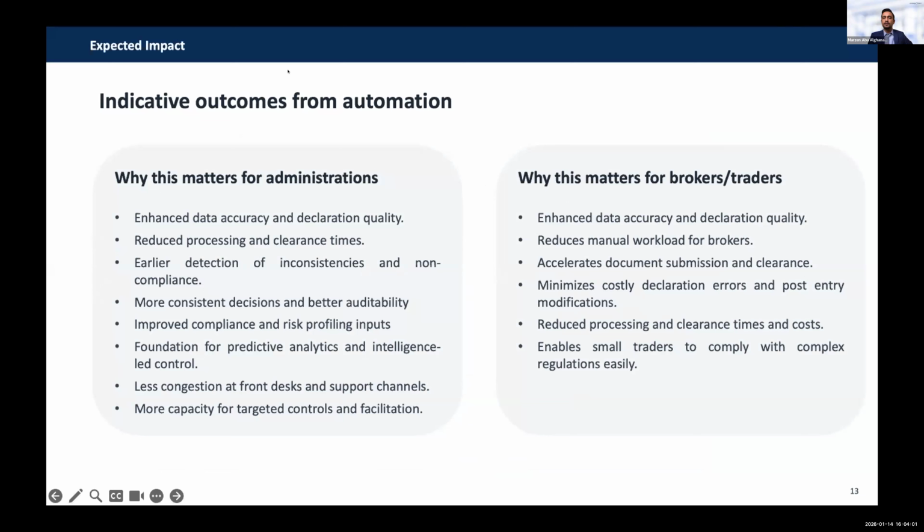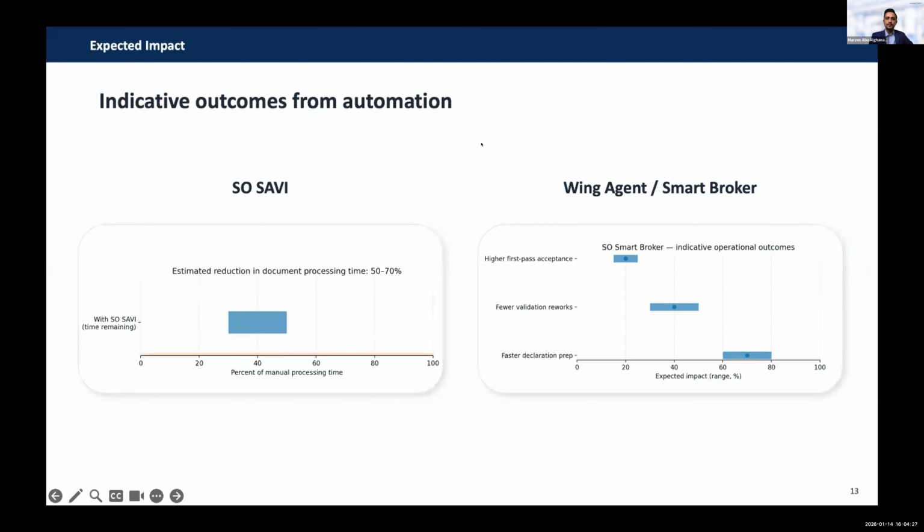brokers or the trade community, this will reduce the manual workload and post-entry modifications, and of course minimize the errors, as I mentioned. It also enables, and this is something that is being called for, to empower SMEs and small traders to comply with the complex regulatory requirements.